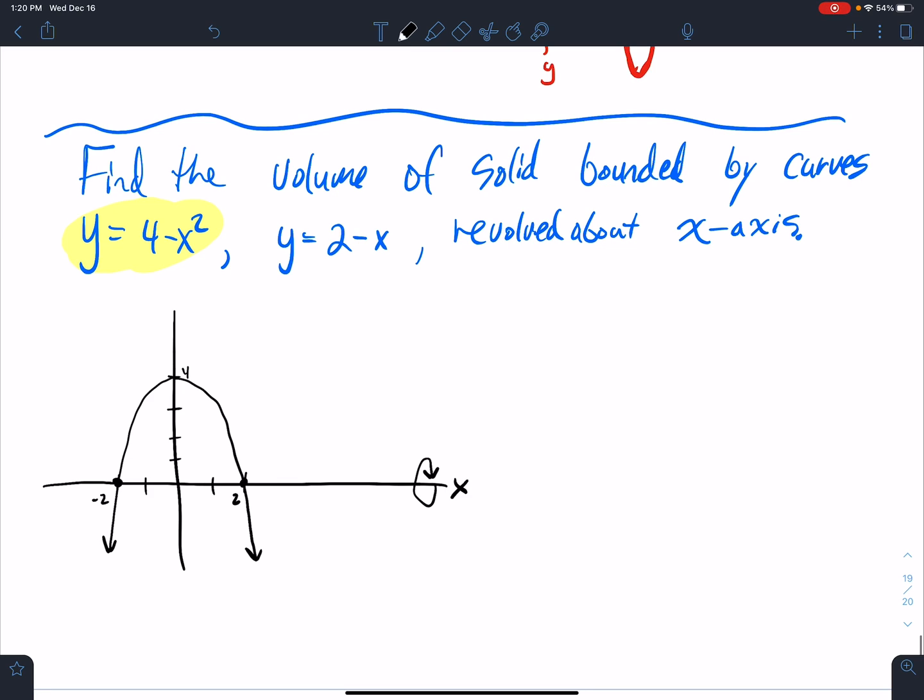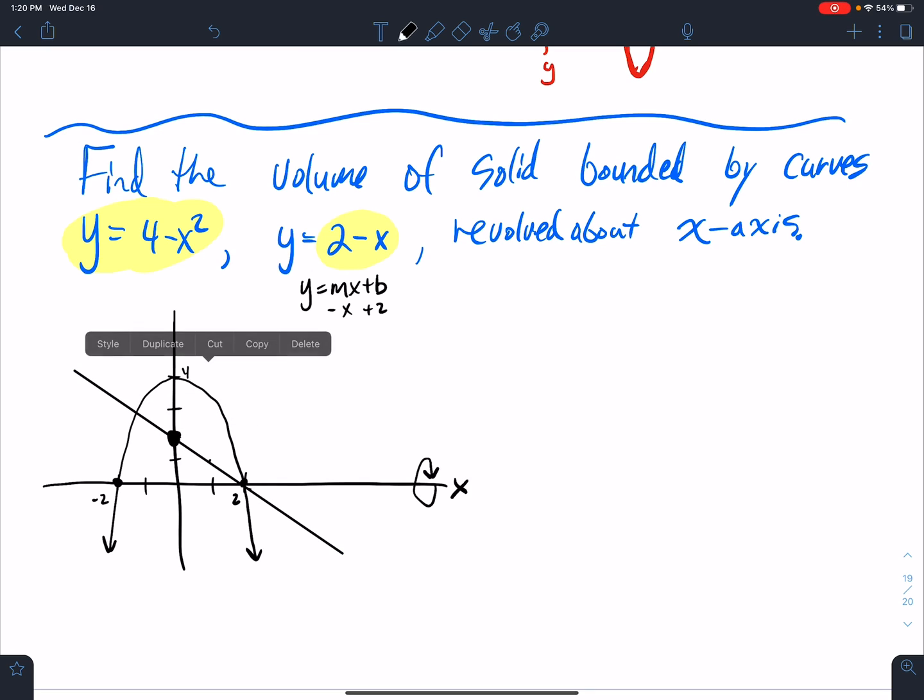Then I have y equals 2 minus x. So y equals mx plus b. How do I graph a line? So that's negative x plus 2. So first thing I do is I put a dot on the y-intercept, and then my slope is negative 1. So I go down 1 over 1, down 1 over 1. So I see that my line is like this here. Okay, so I'm going to drag this through here. So I see I intersect in 2 places.